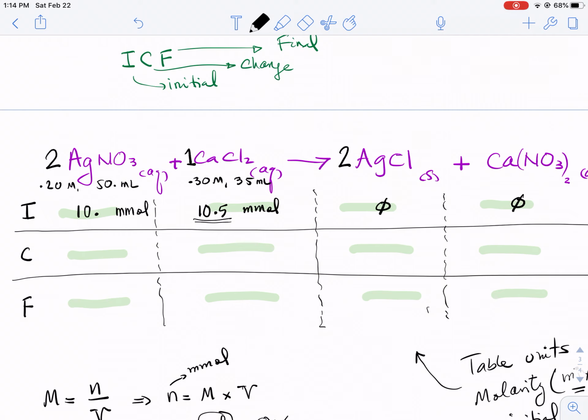The 10.5 has to be multiplied by 2 divided by 1, because this is 1 mole and this is 2 moles. When I go from lower to higher, my ratio has to be multiplied. If you're going in this direction, you multiply by 2/1. If you go in the opposite direction, you multiply the 10, which is what we did, by 1/2. So with the 2:1 ratio, 10.5 times 2 gives 21. I need 21 millimoles of silver nitrate. I don't have 21, I only have 10. So that calculation does not work out.